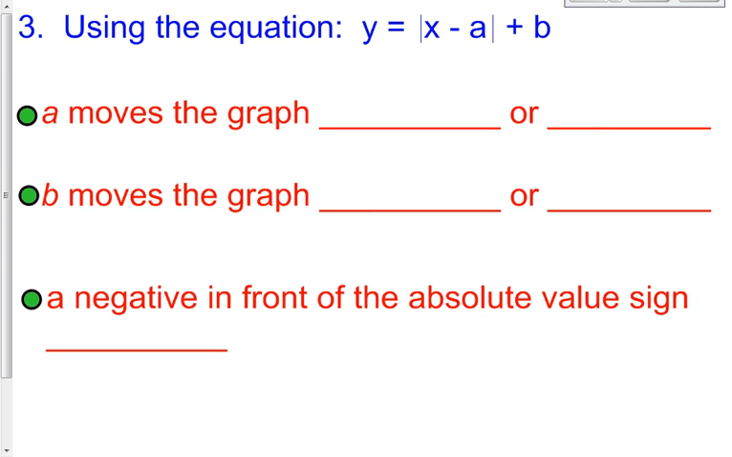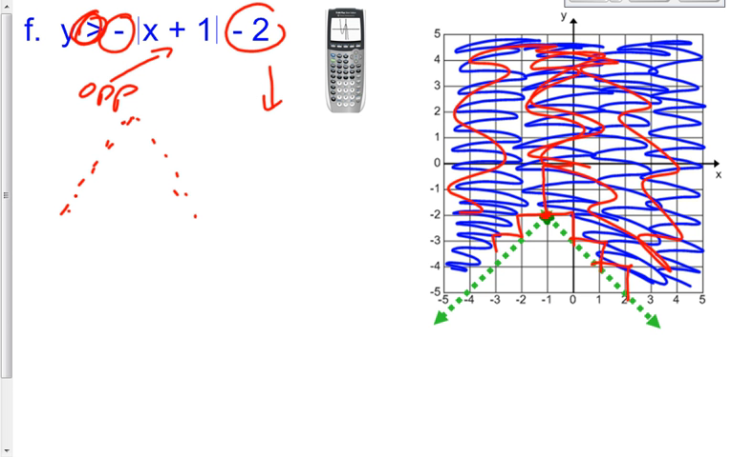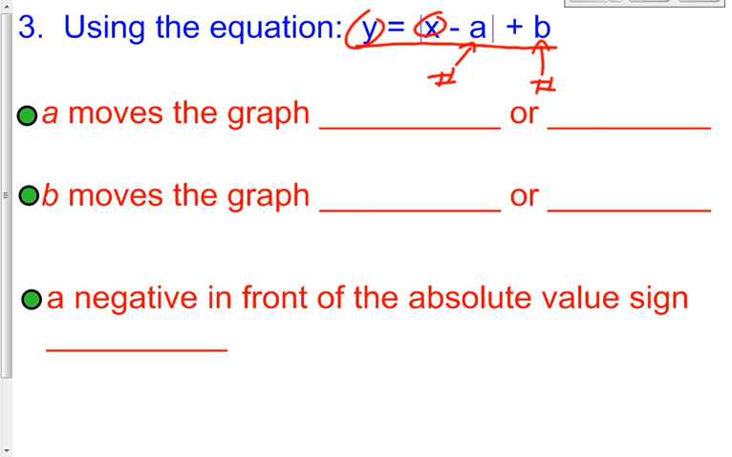When we use this equation, y equals the absolute value of x minus a, plus b, a and b are numbers where x and y stay unknown. Such as, on this one, this is letter F: y equals the absolute value of x minus a, plus b. The b is the negative 2. The a is the negative 1 here. So on and so forth. Okay? x and y remain unknown.